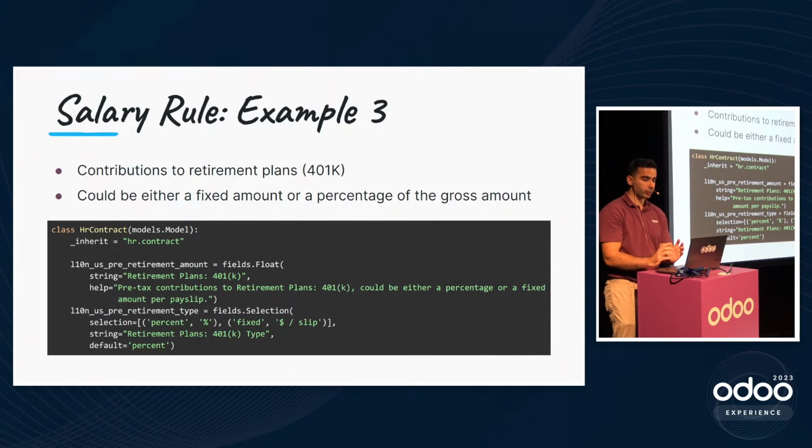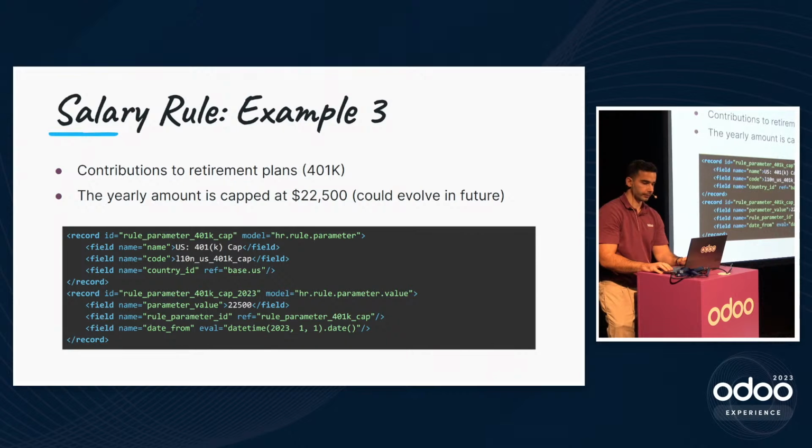In this case, we need to add 2 fields on the employee contract. We have a field saying the amount itself, another field saying, is this amount a percentage of something or is it a fixed amount? So the maximum contribution amount is capped to $22,500, but this value is only valid for 2023, and it could evolve in the future.